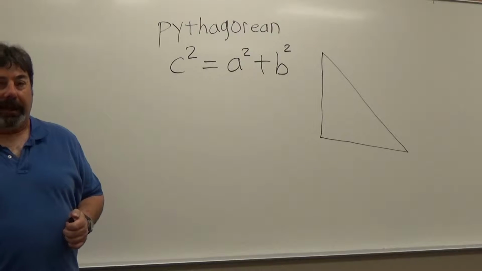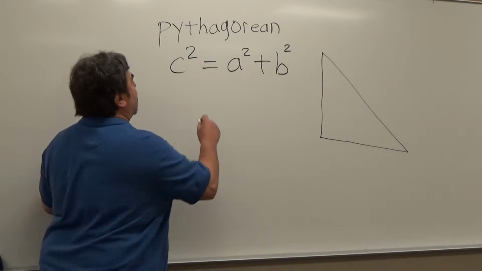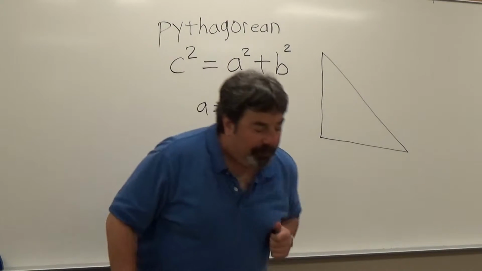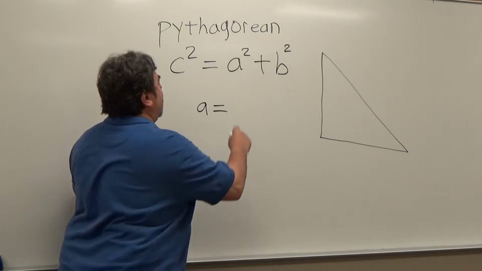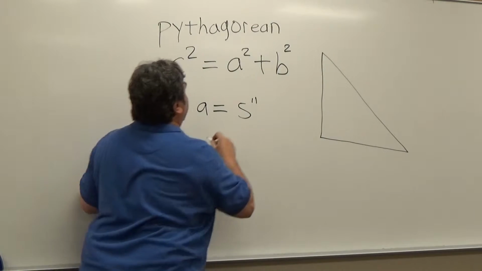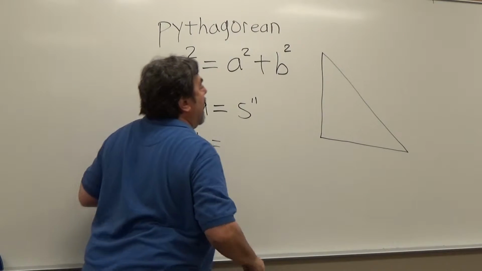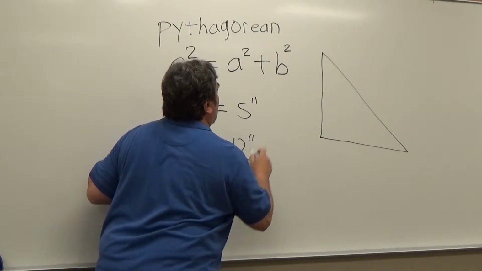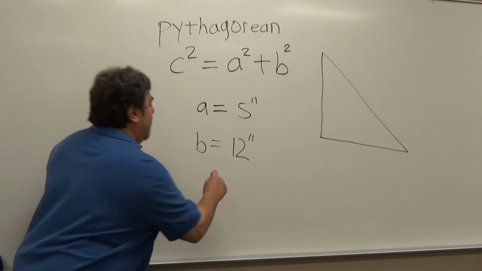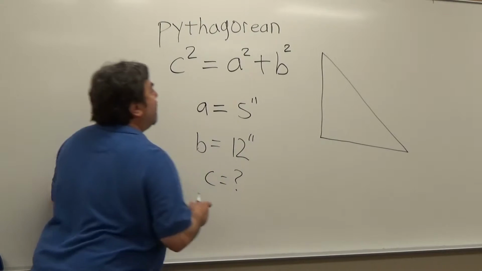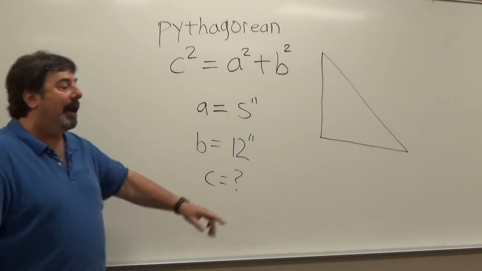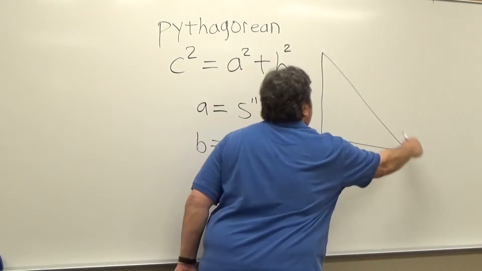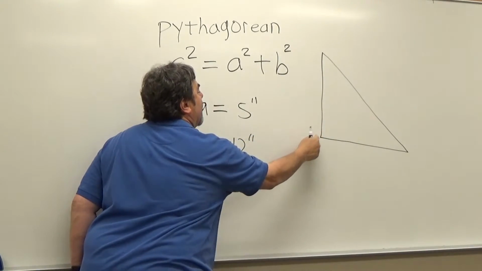Very good. Thank you. So let's say you're given that side A in this problem has a length of 5 inches, and side B has a length of 12 inches, and they want you to find what? Side C, obviously. We want to find side C. Side C is going to be the hypotenuse. The hypotenuse is right here. It's always opposite the right angle.